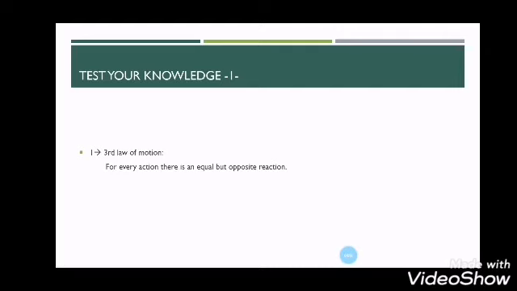Third law of motion, for every action there is an equal but opposite reaction. Now, number 2, test your knowledge. Number 2, state Newton's law of universal attraction.